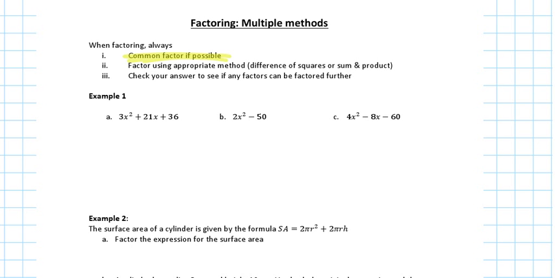21x plus 36. So with this one, what's the first thing that you have to ask yourself? Do I have a greatest common factor? Do you have a common factor? 3. Only 3? Yes. Why not 3x? Because the last term doesn't have any x. Okay, so let's factor out a 3. When I factor out a 3, I have to divide each term by a 3. You remember that? Yes. All right.